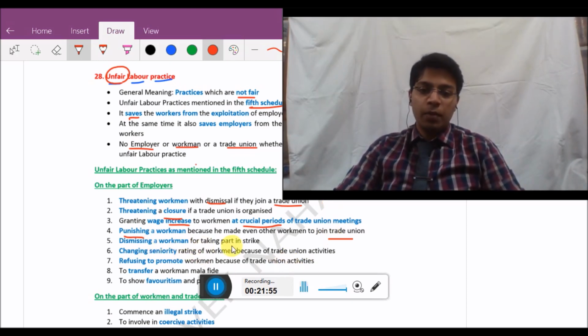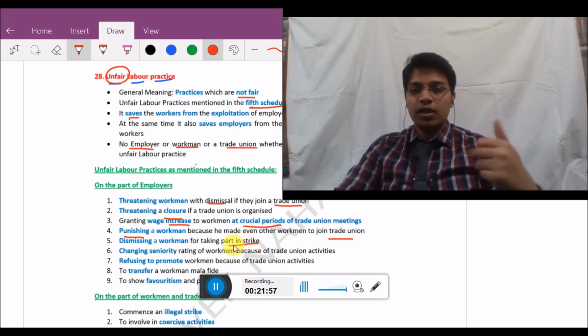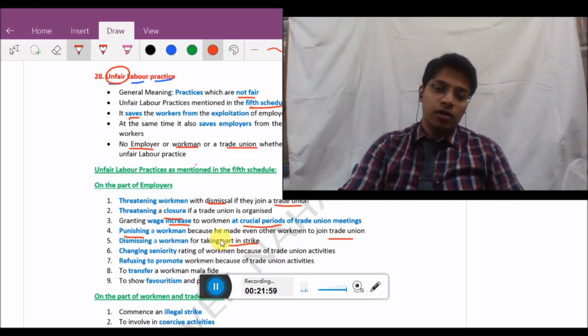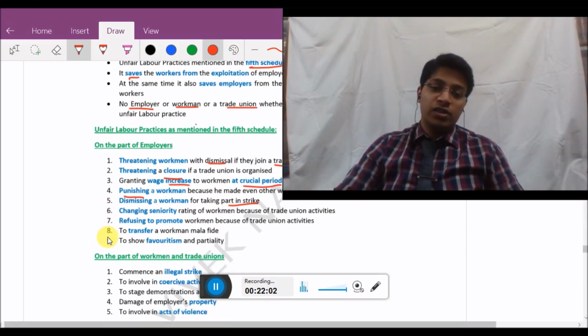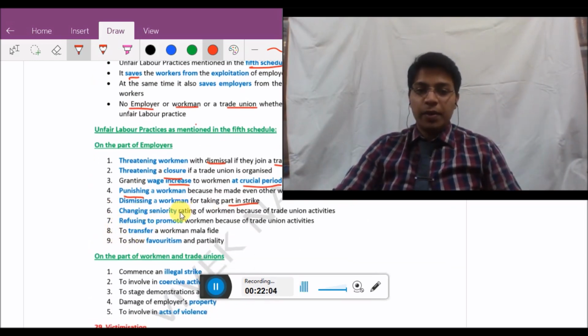Dismissing a workman for taking part in the strike. If the worker is taking part in the strike, then the employer is dismissing the worker. This is not right. Changing seniority rating of workmen because of the trade union activities.